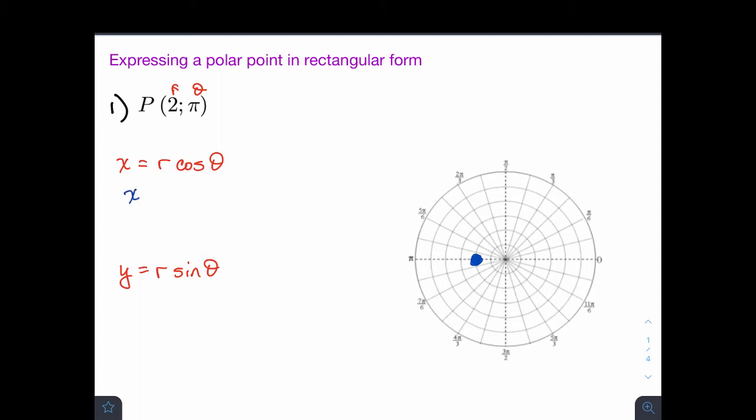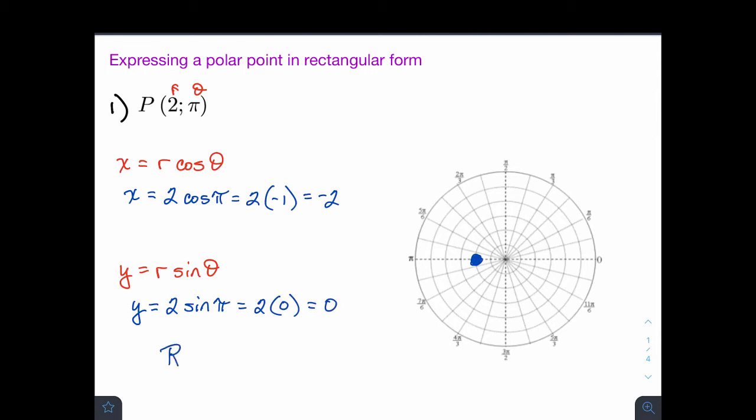So as we calculate the x value, it's going to be equal to 2 times the cosine of pi. You got a lot of great practice in recalling all your unit circle values with this. Remember, cosine of pi is -1, so that gives us an x value of -2. The y value is going to be equal to 2 times the sine of pi. Sine of pi is equal to 0. So we have a y value of 0. So that means our rectangular point in terms of x and y would be the point -2, 0.